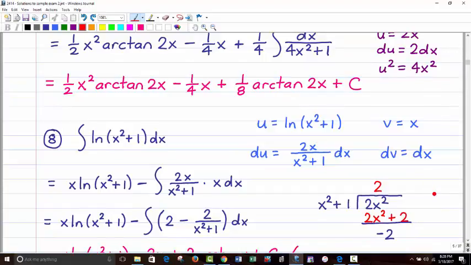Now we have an integral of the natural log of x squared plus 1. So that means natural log of x squared plus 1 would be your u. dv would just be dx. So the antiderivative of dx will just be x for your v. And then the derivative of x squared plus 1, which is 2x, over x squared plus 1.